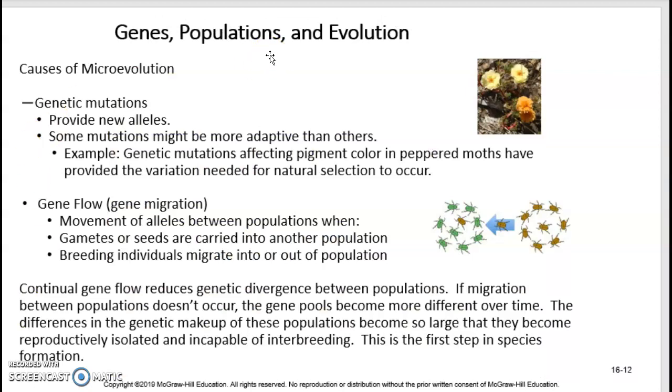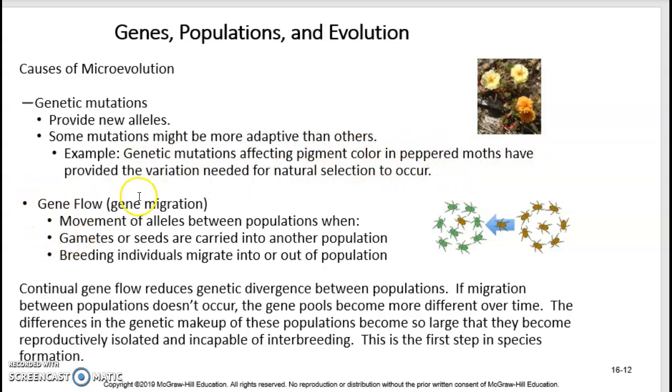So, causes of microevolution. Genetic mutations. We've seen that mutations occur randomly in a population. They provide new alleles that the environment can act upon. Not only the environment, but also things like sexual selection, so mating. Some mutations might be more adaptive than others. When we're talking about adaptive, we're talking about natural selection. So genetic mutations affecting pigment color in the peppered moths provided the variation needed for natural selection to occur.